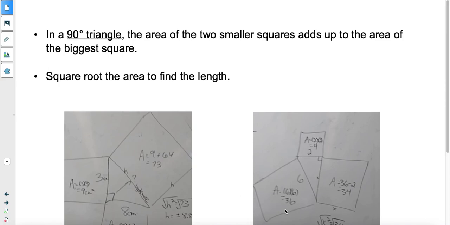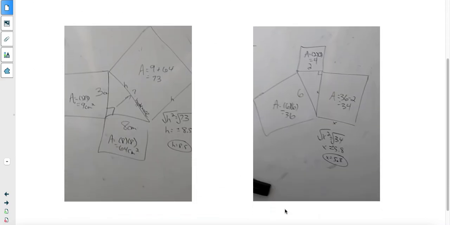The Pythagorean theorem tells us if we have a right triangle, so a 90-degree triangle here, and if we drew a square on each side of the triangle, then the area of the two smaller squares will add up to give the area of the big square. And something you might notice by looking at these triangles is that the big square is across from our right angle, our 90-degree angle.